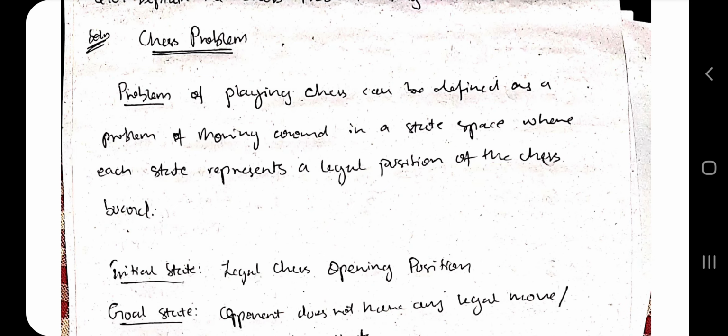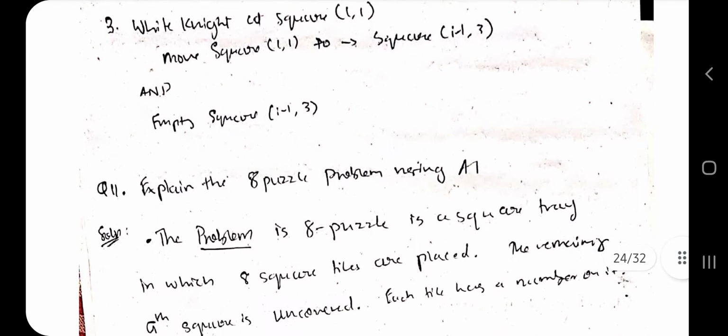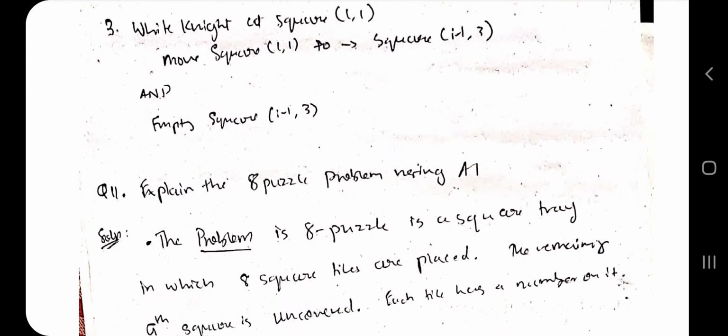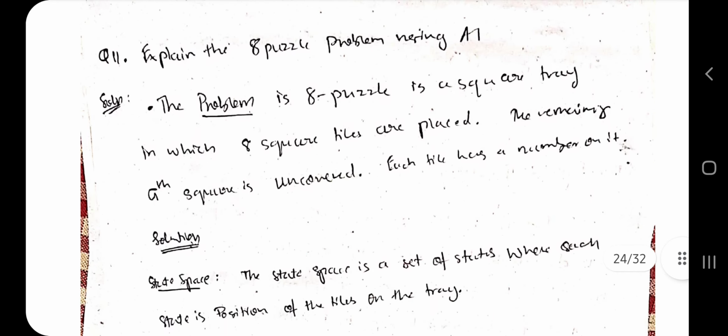You have to define starting and ending positions. After that you have to define what are the rules present here. And the solution is not possible because chess is a very big game. You cannot write the solution so easily. It will be like 2 or 3 pages because many moves are possible, and also it's not even asked in exams. Okay, next we have the 8 puzzle problem using AI.